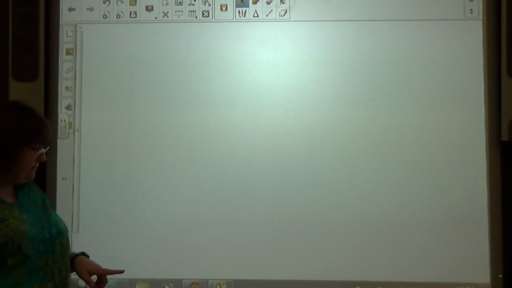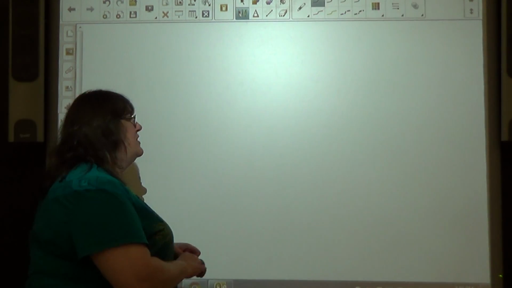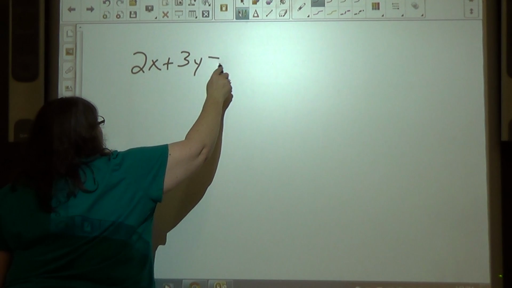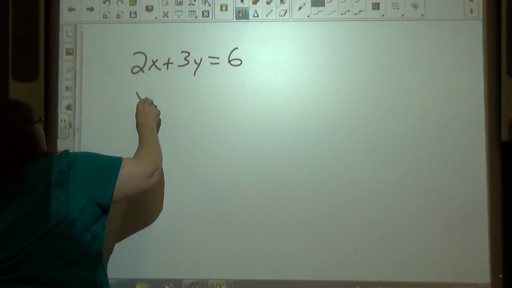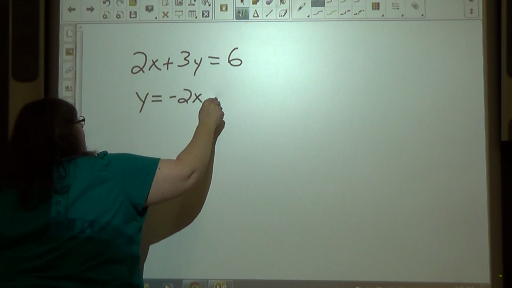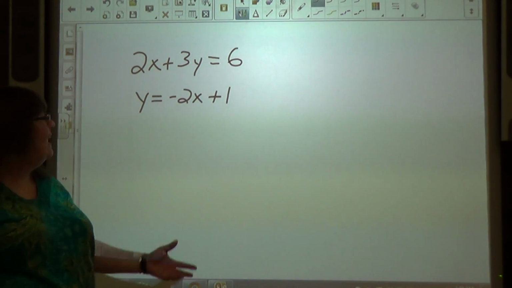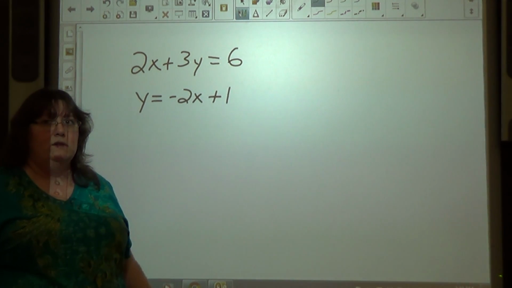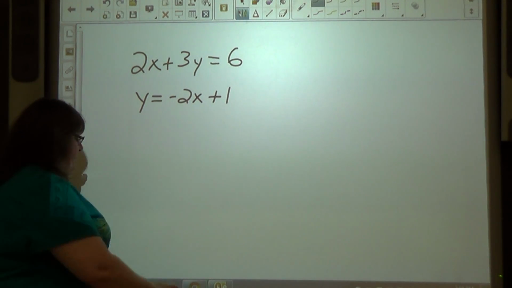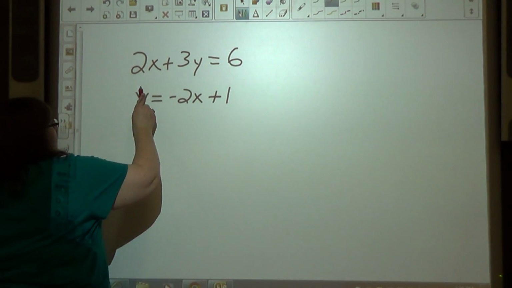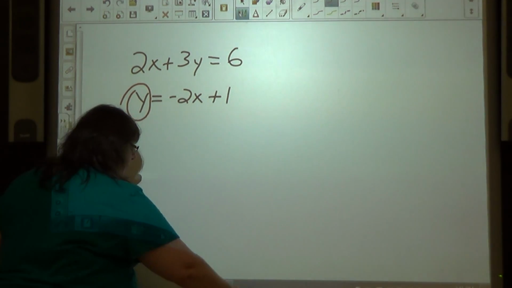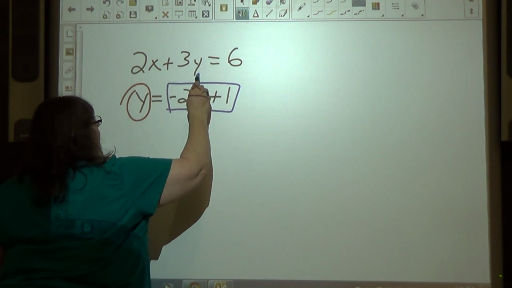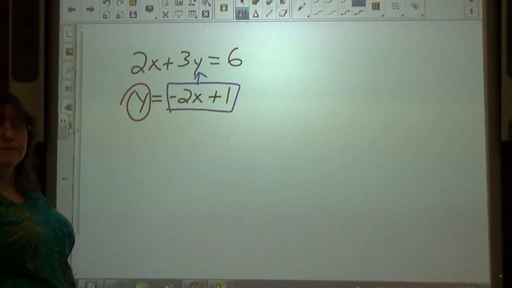But wait a second. What if I don't have it set equal to each other? What if I have one equation in standard form and one in slope-intercept form? Well, they're not equal, but I still can do substitution. Right here, I have y by itself. Kind of cool. Because I have y by itself, I can take negative 2x plus 1 and stick it into that y up there in the first equation.